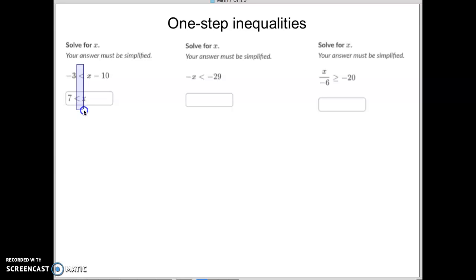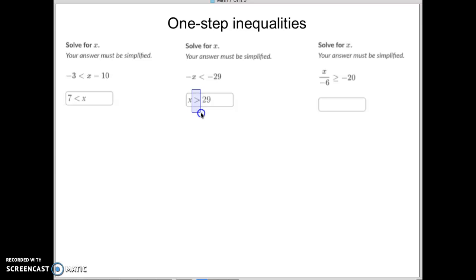I've been preaching that for a little while, but now I want you to watch closely. Notice on this one, we just have negative x is less than negative 29. I'm going to show you the answer first here, and I want you to notice how this inequality sign switched.